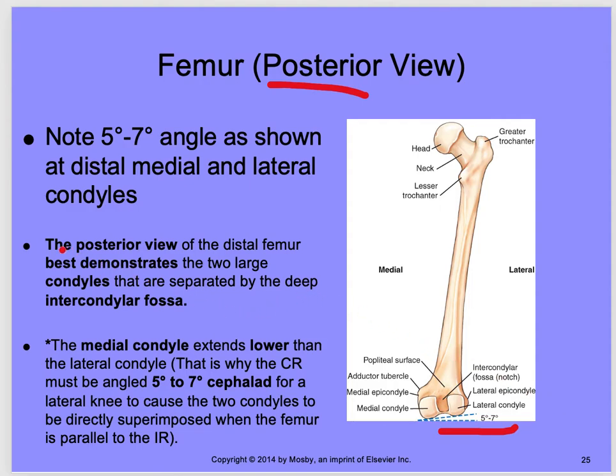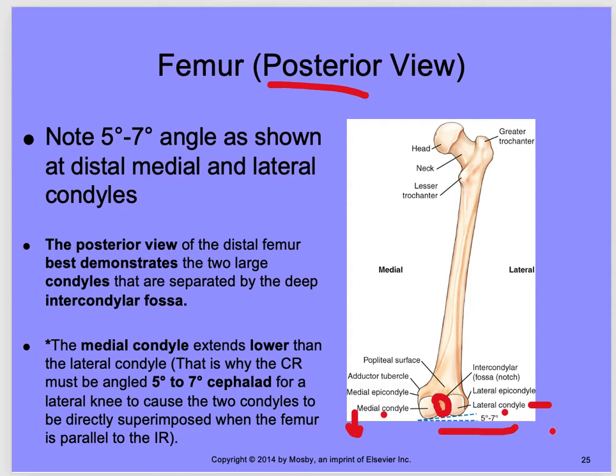So the posterior view of the distal femur best demonstrates the two large condyles, which are here. So see these condyles? So your medial condyle, your lateral condyle. The two large condyles are separated by the deep intercondylar fossa. So this intercondylar fossa right in here, okay, separates that medial and that lateral condyle. The medial condyle extends lower than the lateral. So your medial is lower than your lateral. So see your lateral is higher there. And then that's why the central ray must be angled 5 to 7 degrees cephalad.